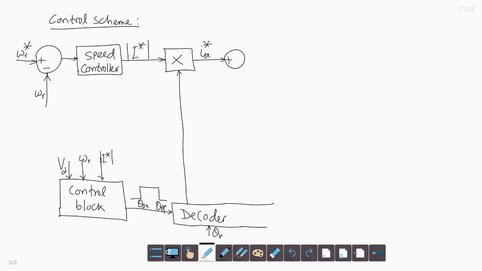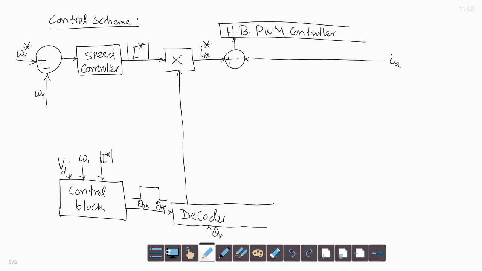So, IA star and motor current IA is taken as feedback, both are subtracted, and the current error goes through a hysteresis band PWM controller, current controller, and based on that it gives the switching pulses. Hysteresis band current control gives the switching pulses to the IGBT converter phase.